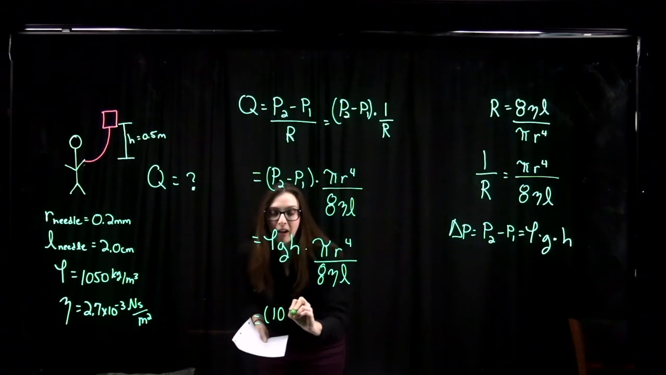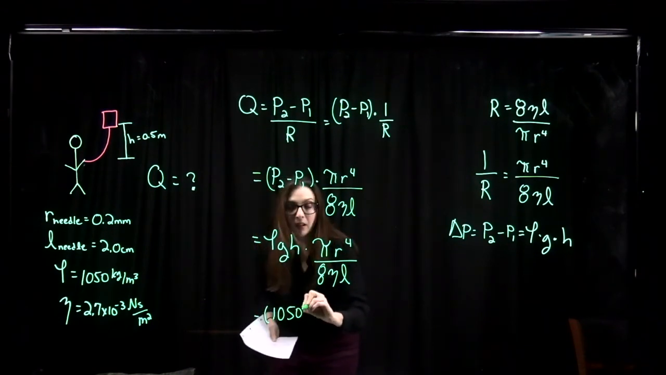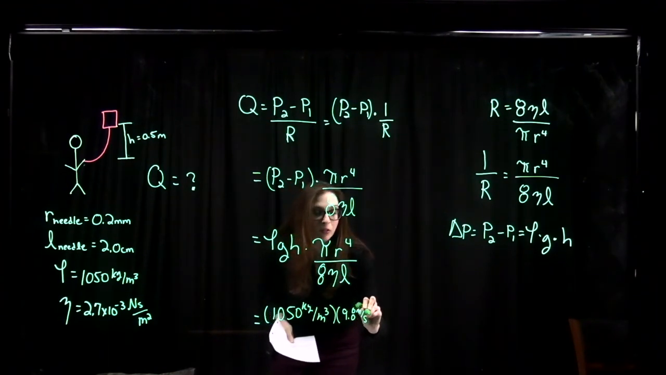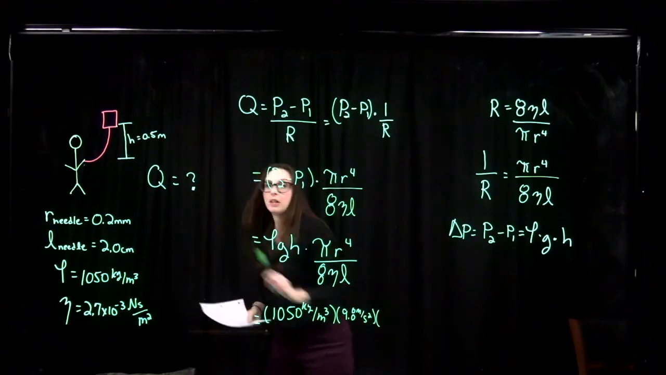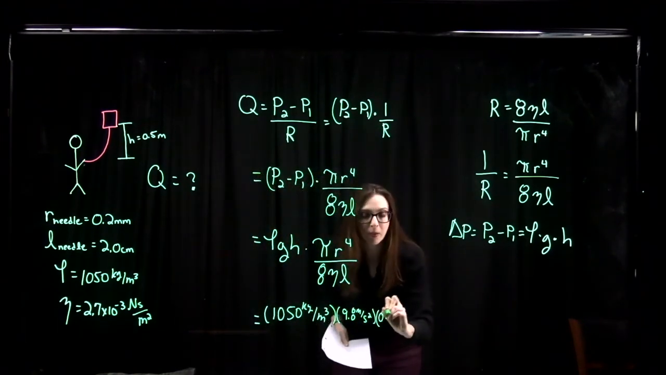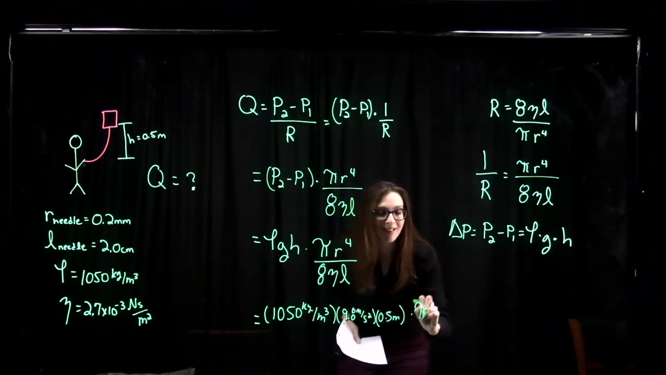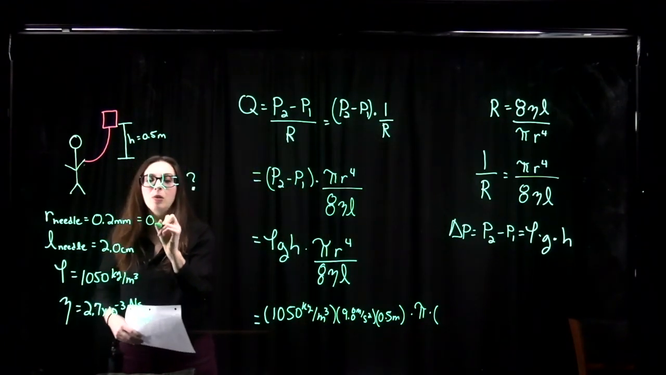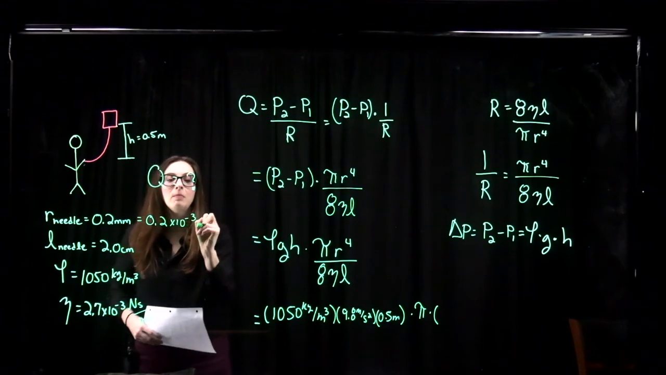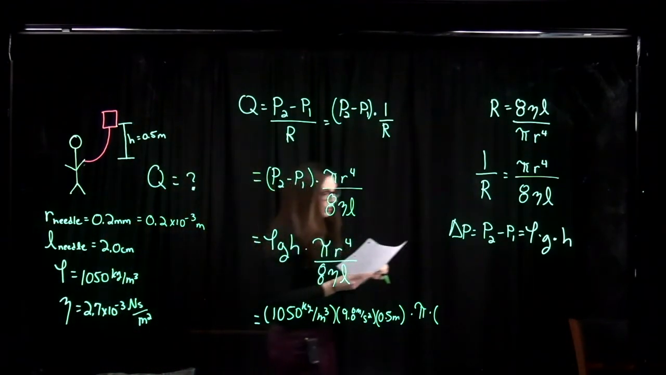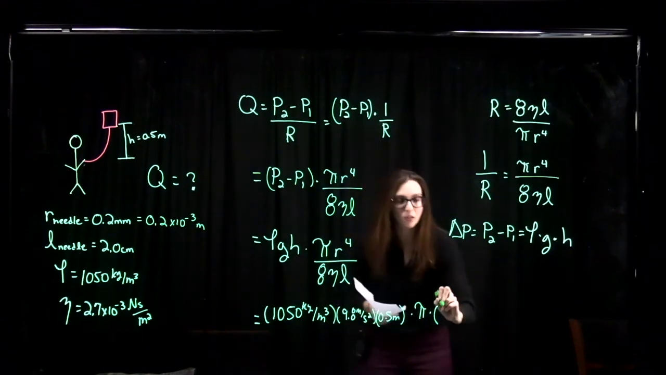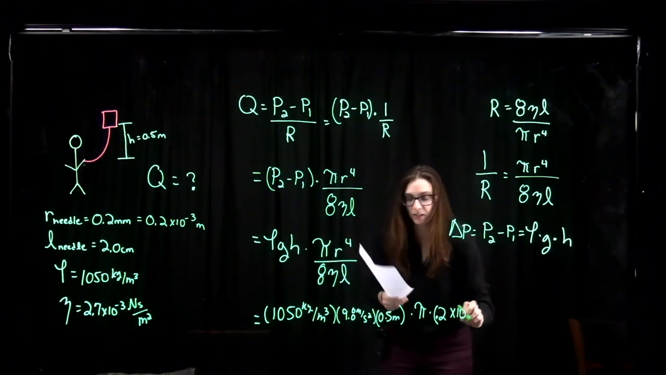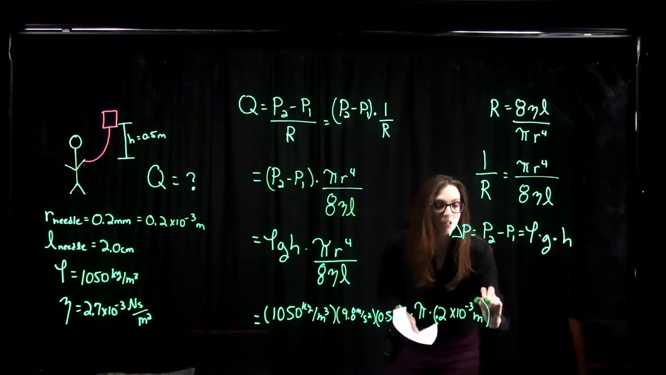We've got density of blood is 1050 kilogram per meter cubed times 9.8 meters per second squared times the height that the bag is above the arm, 0.5 meters, times pi times the radius of our needle, 0.2 millimeters. That's the same thing as 0.2 times 10 to the minus 3 meters. 1 millimeter is 10 to the minus 3 meters. So this is 0.2 times 10 to the minus 3 meters, all to the power of 4.